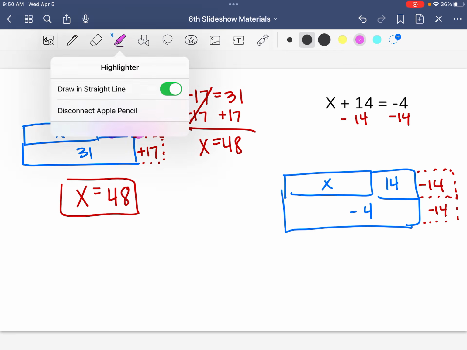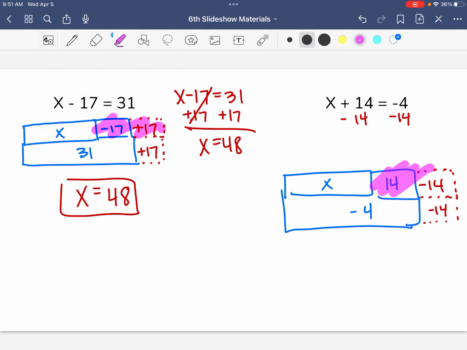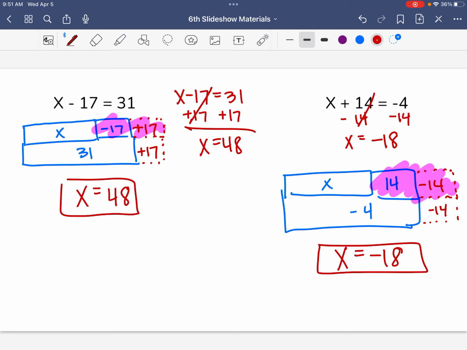And so we have our 0 pair. 14 and negative 14 makes 0. And so I am left with x is equal to, and we have 4 negatives, and then we have 14 negatives. So that is 18 negatives that we are left with. All right, let's look at 2 more.